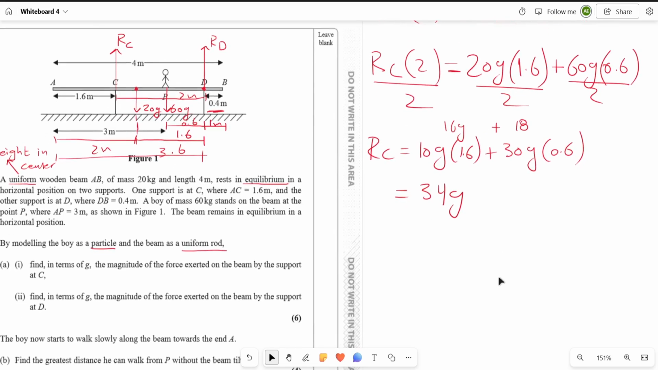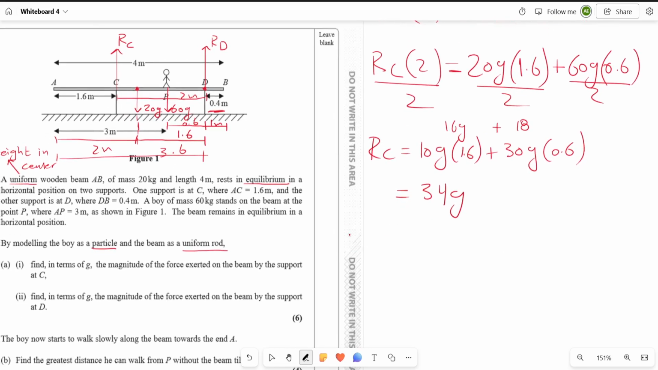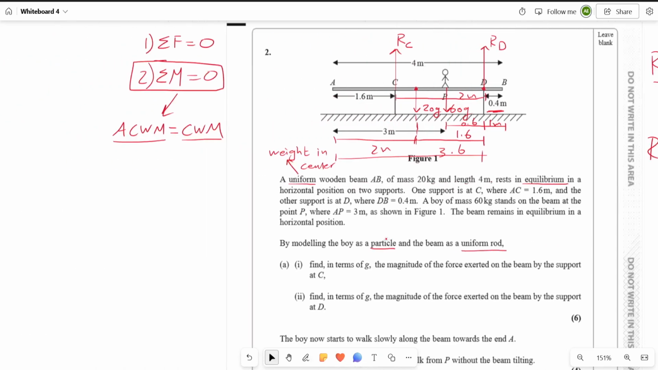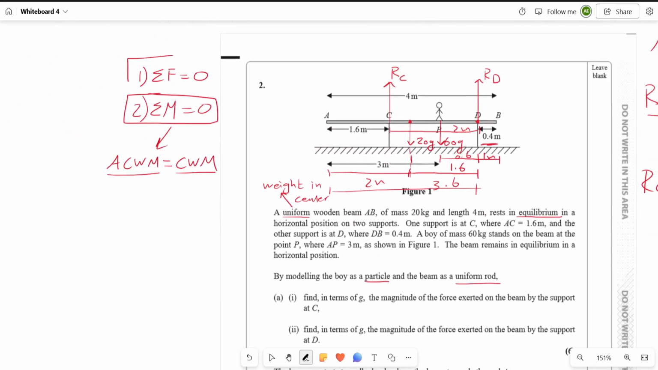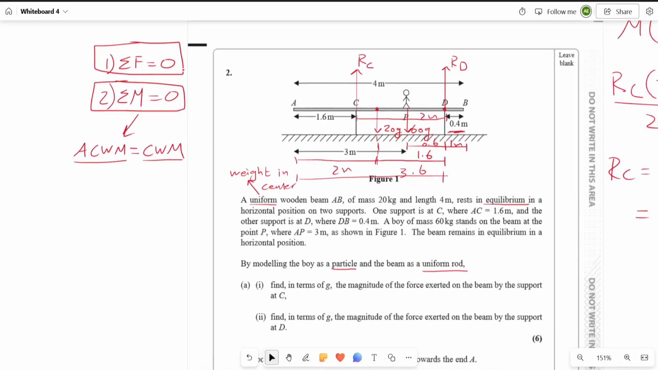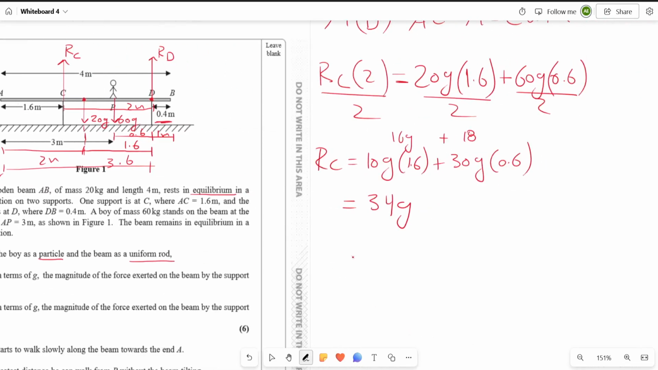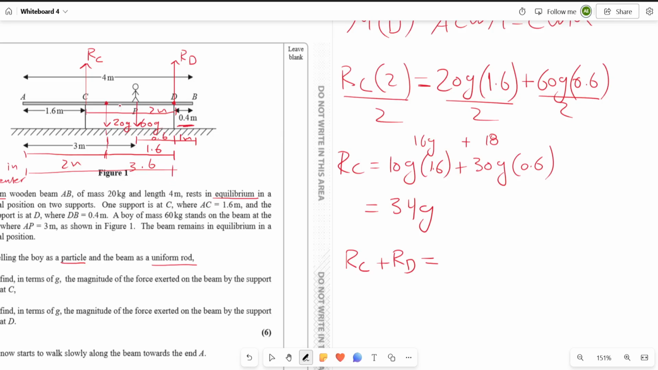Now, let's continue for RD. RD now is super easy. Now I'm going to make use of the fact that the sigma forces in opposite directions are also going to equal 0. So that tells me that the forces in the upward direction are going to equal the forces in the downward direction. So RC, which is up, plus RD, which is also up, is going to equal the two forces that are acting down, which are what? Which are the 20g and the 60g.